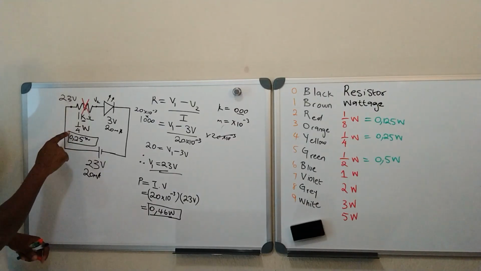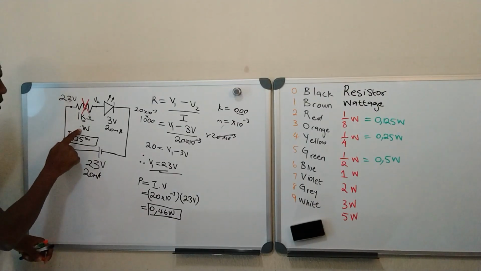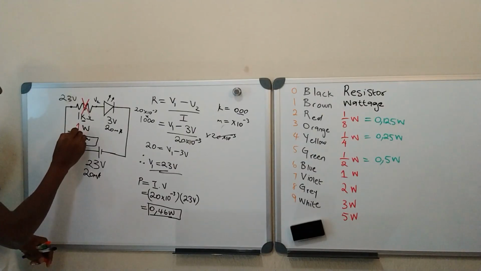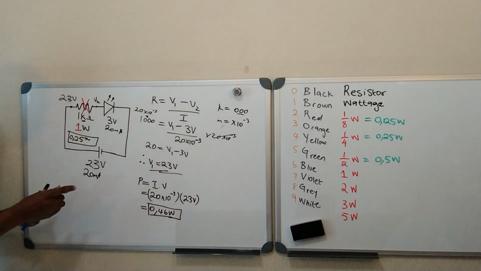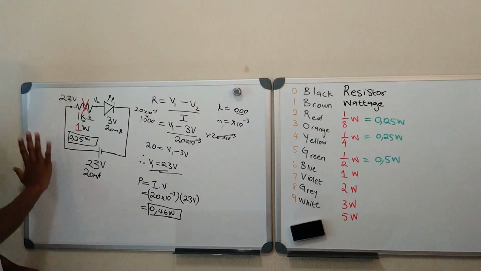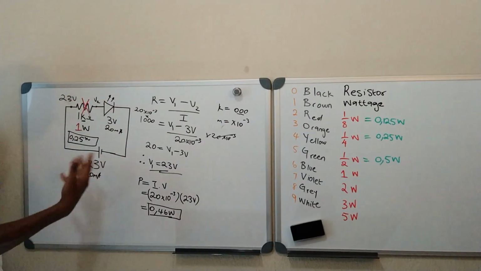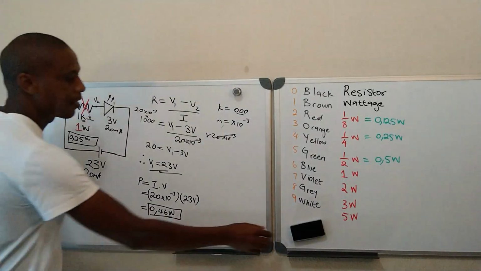So we need to use a little higher wattage. What comes after quarter watt? You can just use 1 watt, and we are good to go. This circuit will now work perfectly. That's what engineering is all about. Does it make sense?